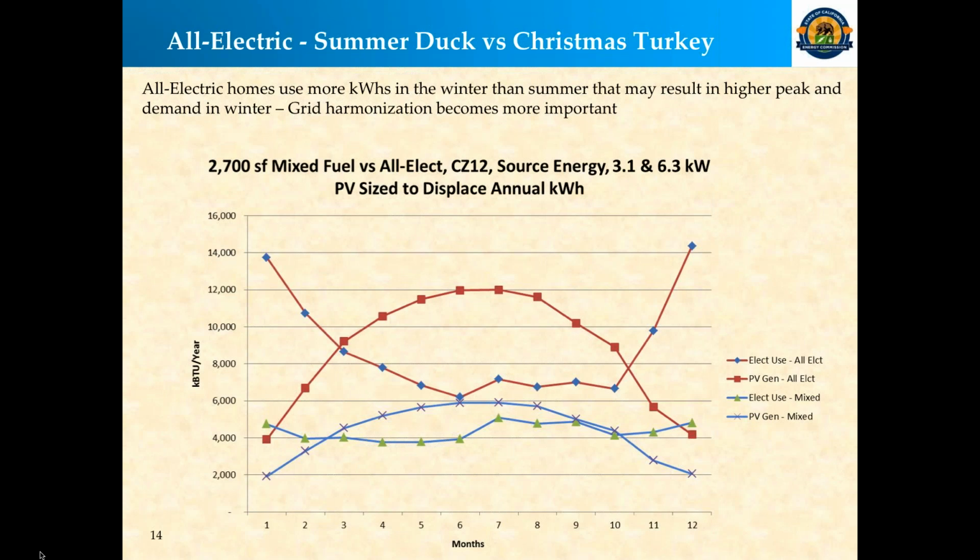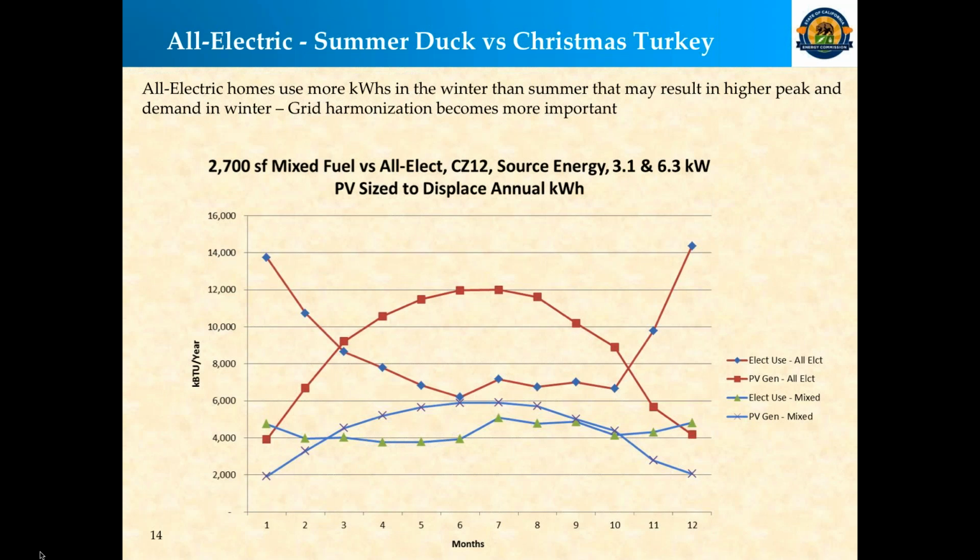This gives you an idea. The blue one at the bottom is a mixed fuel house. Even in a mixed fuel house, where their PV system is smaller, there's a difference between their load and their generation in the winter.